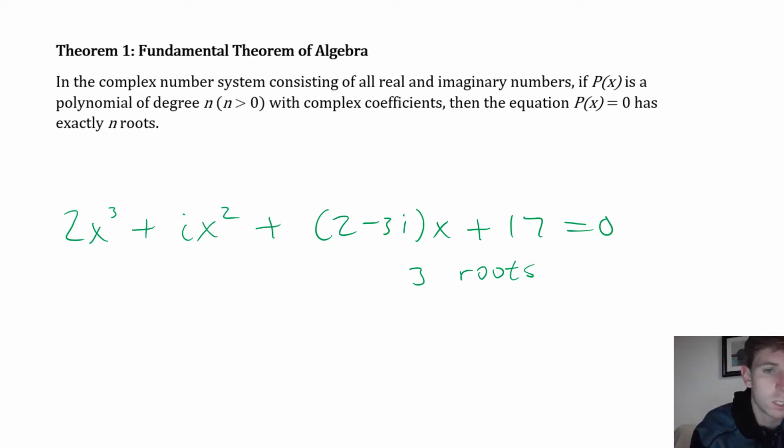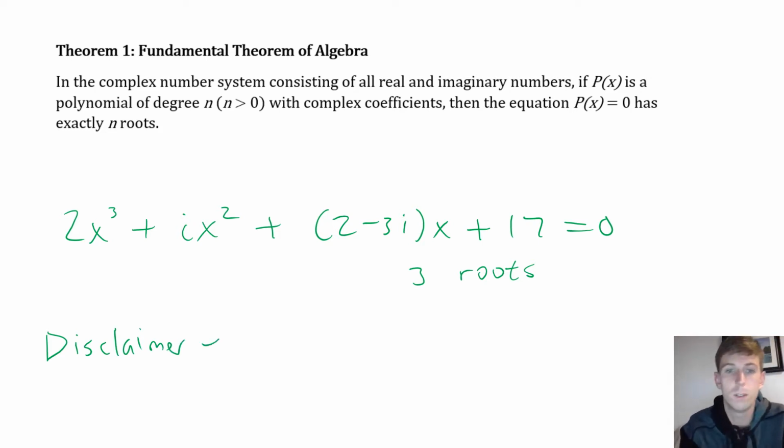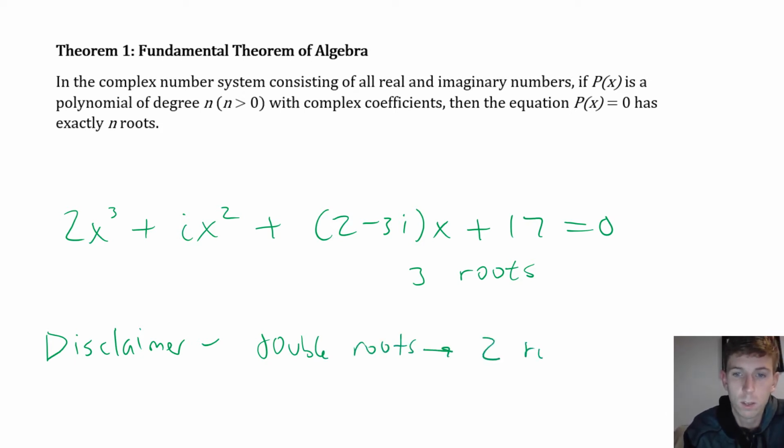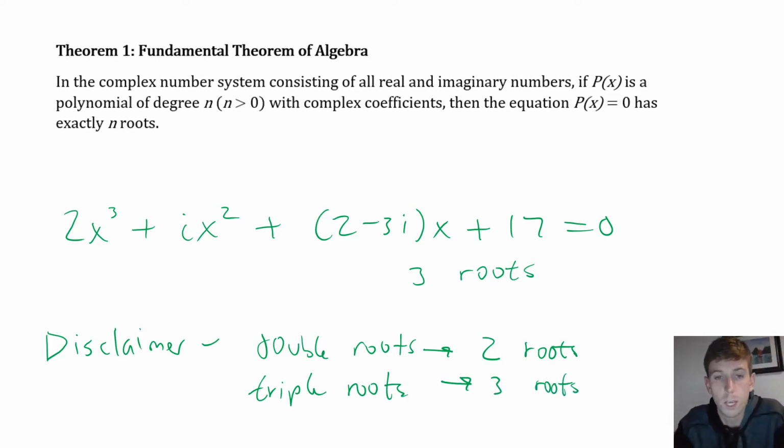And a little disclaimer here is that we are going to have to count double roots as 2 roots, triple roots as 3 roots, etc. As long as we make sure to include those as 2 or 3, or even more, we'll be all set. But in general, whatever the degree of the polynomial is, it's going to have that many roots. That's all the fundamental theorem of algebra is stating.